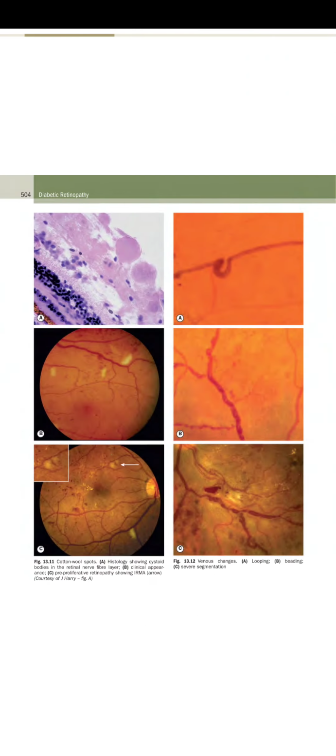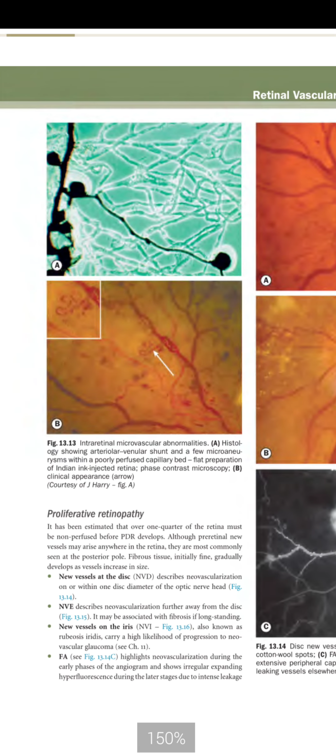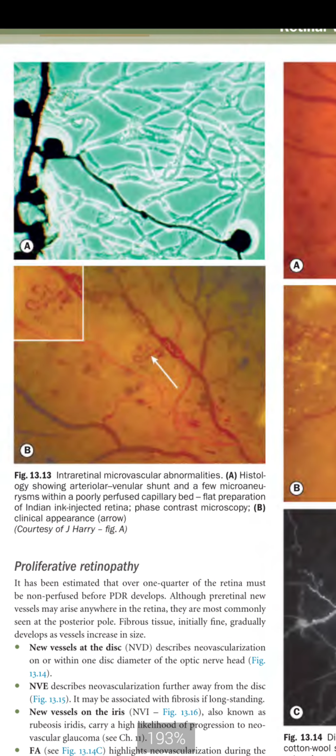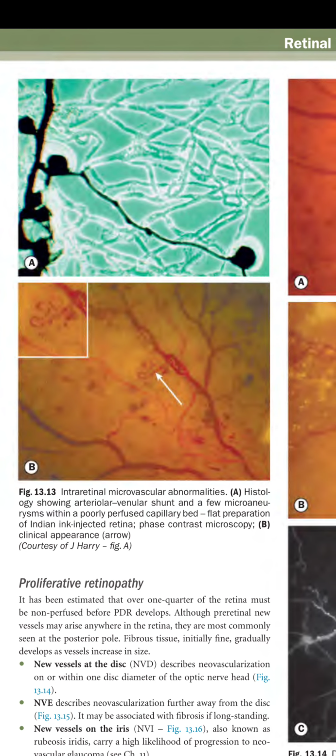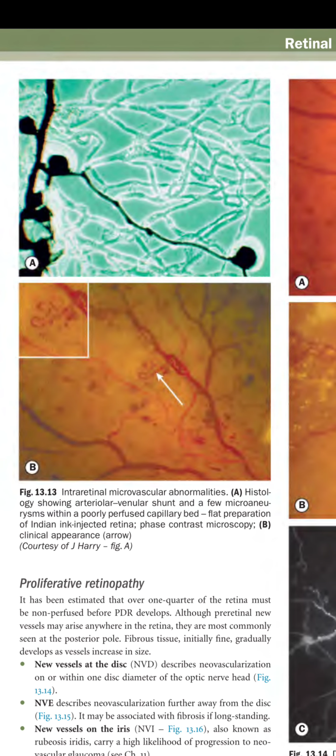So we can see figure 13.13. This is an IRMA, intraretinal microvascular abnormality. A is showing histopathology, showing an arteriovenular shunt and a few microaneurysms with a poorly perfused capillary bed, in a flat preparation of India ink injected retina. B is showing the clinical appearance. So you can see that there is an arteriole going to a venule, a type of shunt formation.